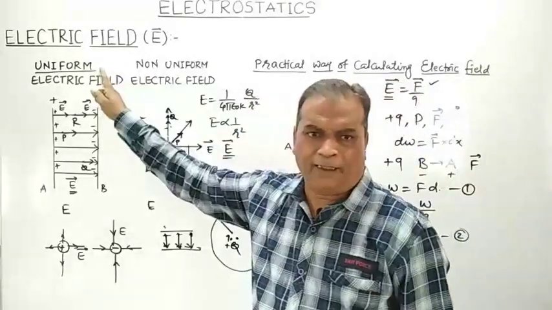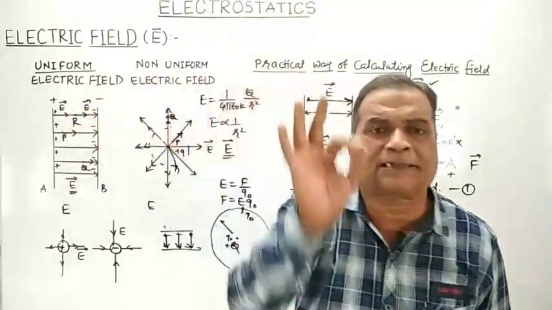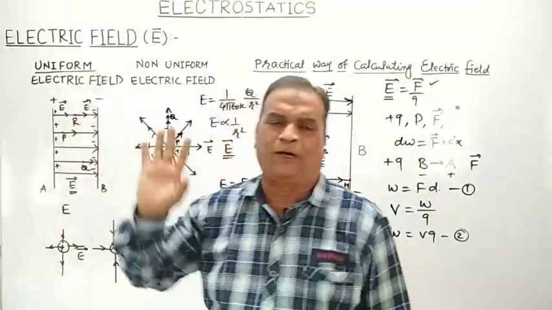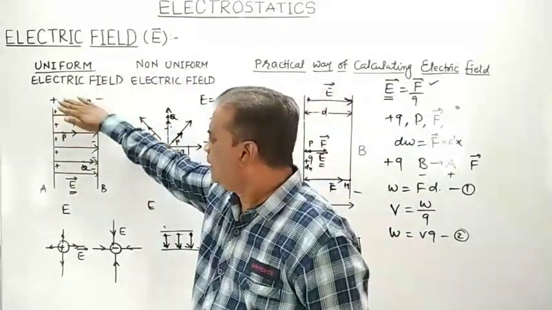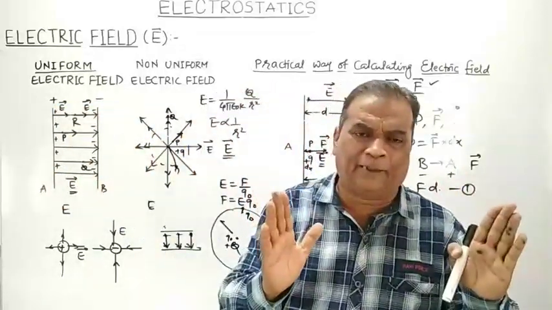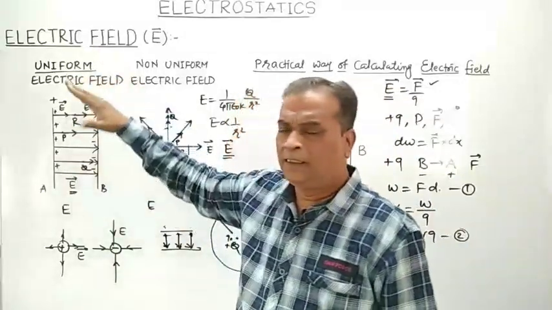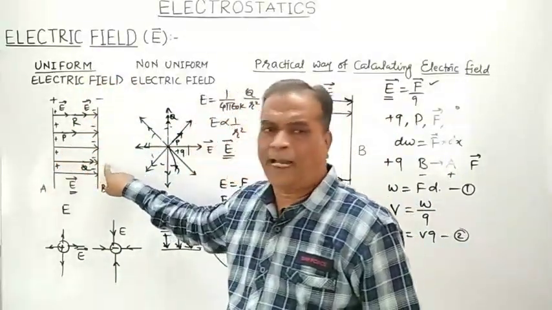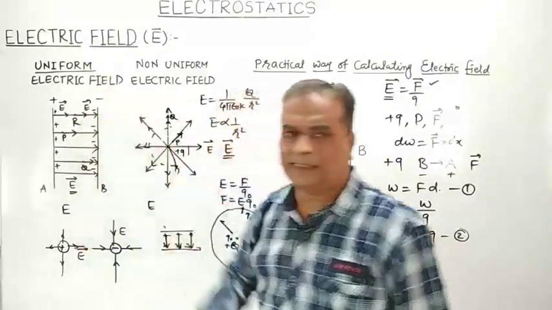So you remember what is uniform electric field and non-uniform electric field. The electric field whose magnitude as well as directions are the same at all the points is called uniform electric field, and that is possible in case of what? Two charged metallic plates which are kept parallel to each other, and the space between those charged parallel metallic plates consists of uniform electric field.